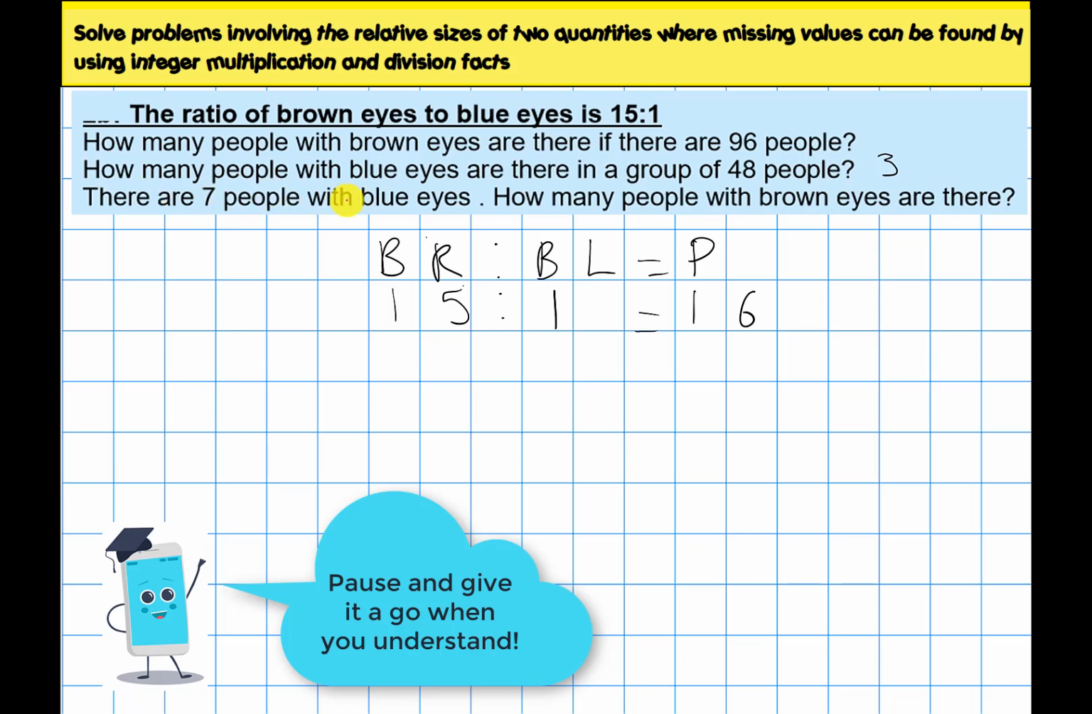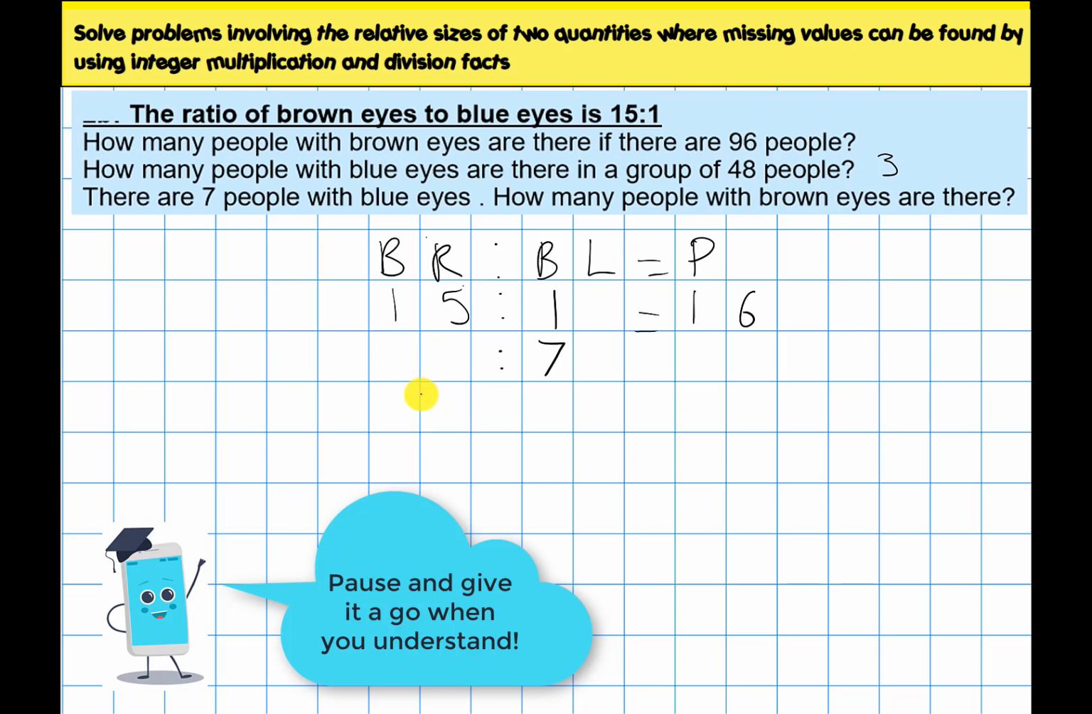There are 7 people with blue eyes. Okay, so I've been told there are 7 people with blue eyes. How many people with brown eyes are there? Okay, well, I've got something to compare. I can compare this. What have I had to scale up by? It was 7. So I need to do 15 times 7.